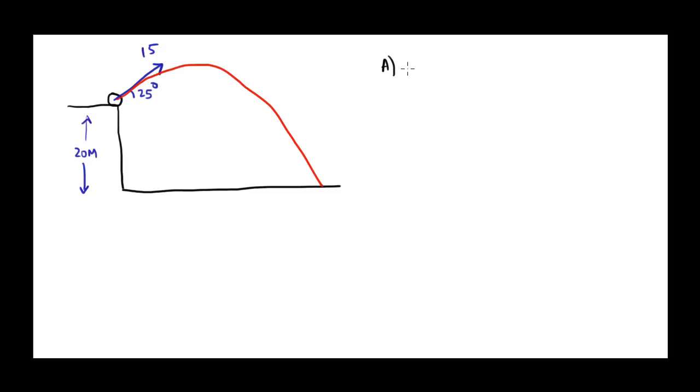Let's see, what do I want to find? Let's find the range. So here are our questions. We want the range, and we want to know, oh, how about the final speed of the ball when it lands? Let's call it the landing speed. The speed it hits the ground with. Landing speed. All right, part A. Here we go.